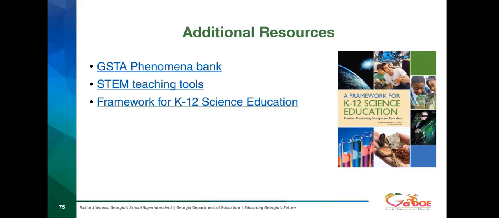So I also want to introduce you to some additional resources that teachers might find helpful. The GST Phenomenon Bank is a list of phenomenon. It can be searched by standard, by grade, and it has phenomenon that Georgia science teachers have submitted to GSTA. So this is really useful if your teachers are looking for a phenomenon to start a unit, or if they need a new phenomenon, or if they just want to change things up a little bit. It's a really cool collection of phenomenon that meet the needs of our GSE science standards.